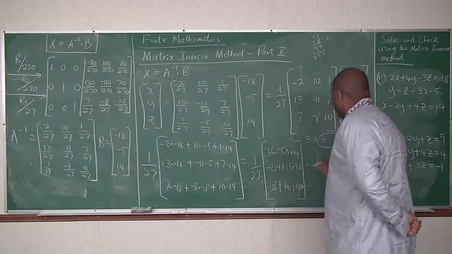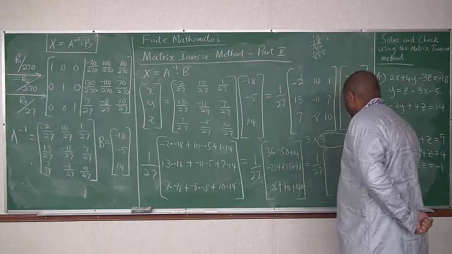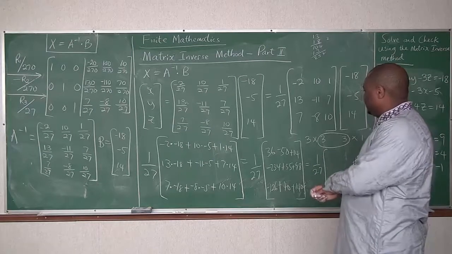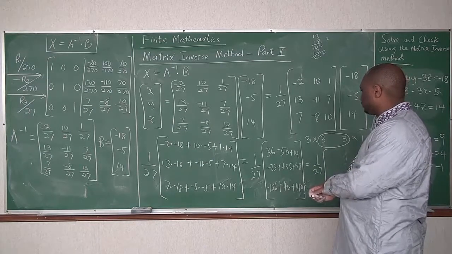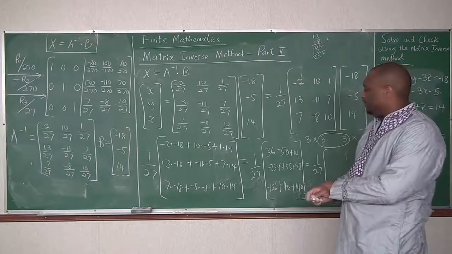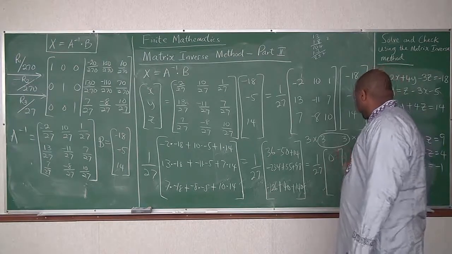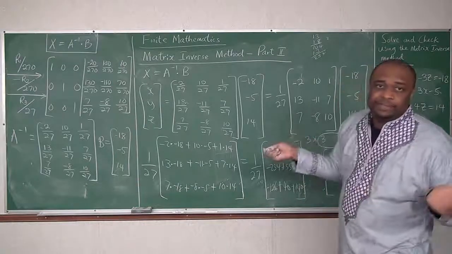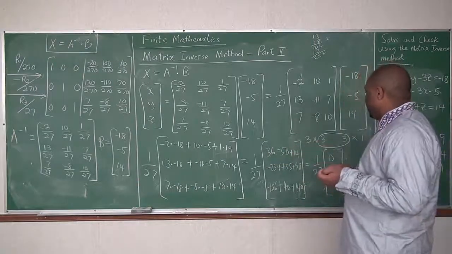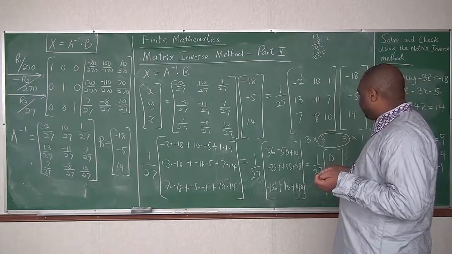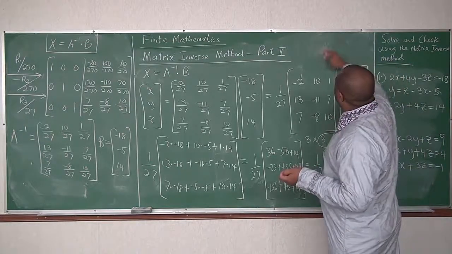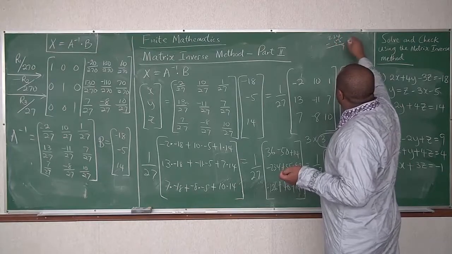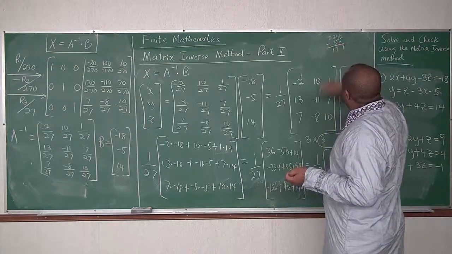So this will be 1 over 27 times: 36 plus 14 is what? Or 36 minus 50 is minus 14. Minus 14 plus 14 is 0. Negative 234 plus 55 will be what? 234 minus 55: 14 minus 5 is 9, 12 minus 5 is 7.